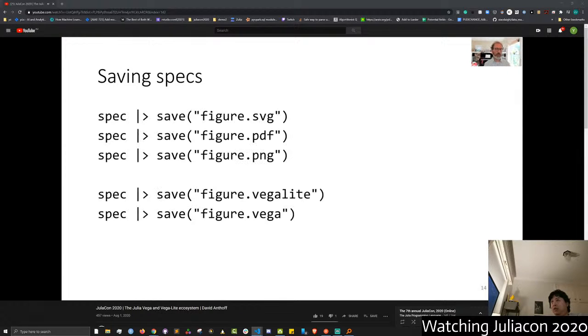Saving specs is very simple. You pipe it into the save function, and we support a whole range of file formats: SVG, PDF, PNG, and then specific formats, VegaLite and Vega here. So that is all very simple and should always just work.